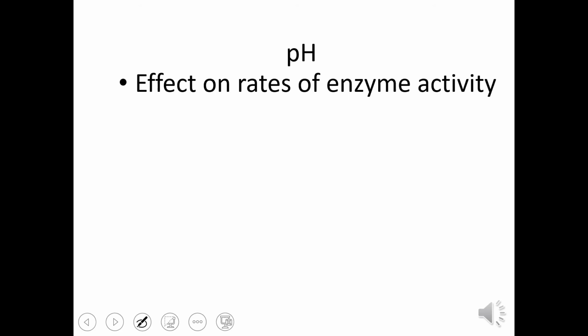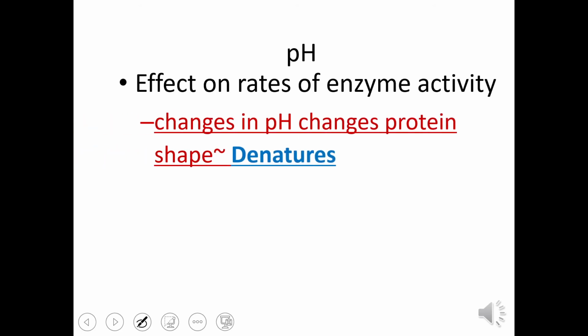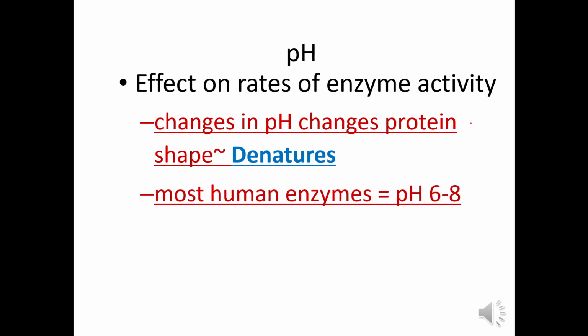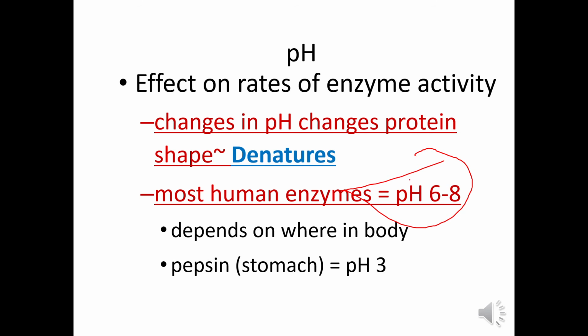Another example is pH. It's the measure of how acidic something is. It can also denature the protein. Most human enzymes are between the pH of 6 and 8 because this is the pH of blood in most places in the body. Another example, though, is pepsin, which is an enzyme in your stomach, which likes the pH of 3 because your stomach is very acidic.